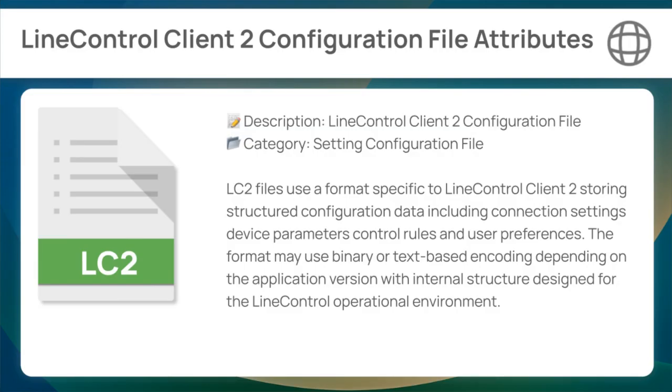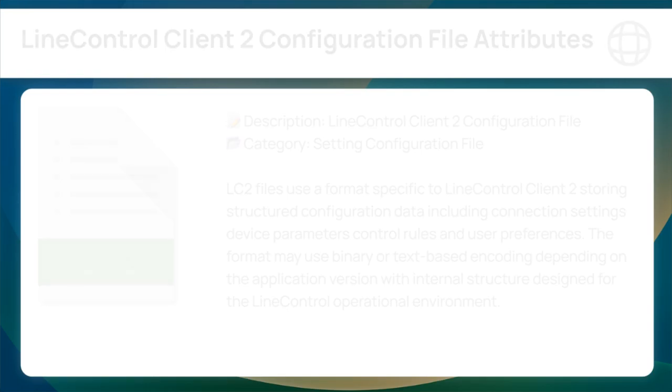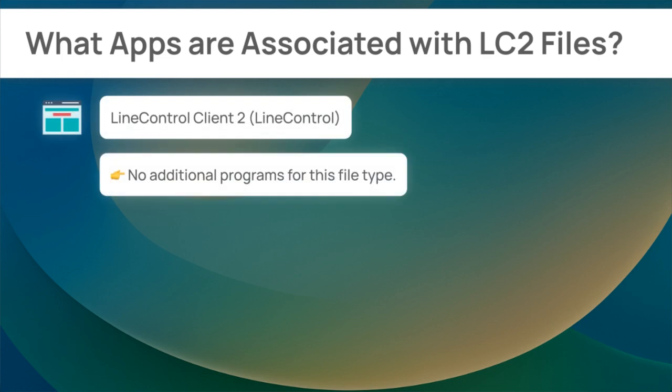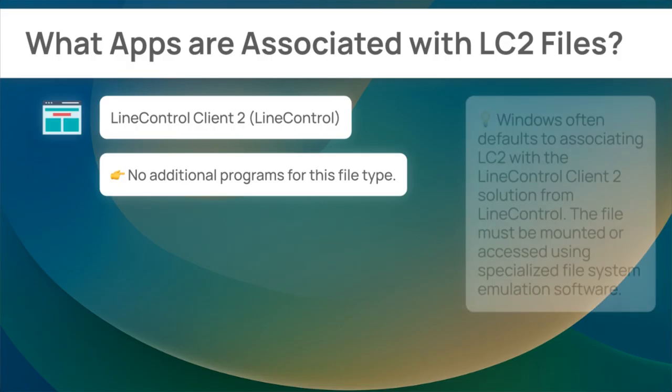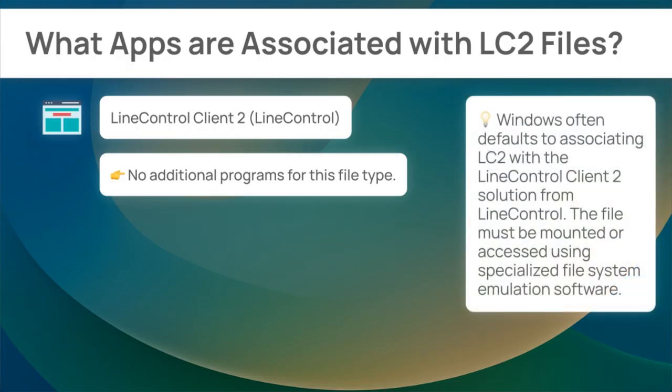The format may use binary or text-based encoding, depending on the application version, with internal structure designed for the line control operational environment. Official support for LC2 is primarily provided through LineControl Client 2 from LineControl. The file must be mounted or accessed using specialized file system emulation software. Windows shows raw settings, though interpreting them accurately requires domain knowledge.